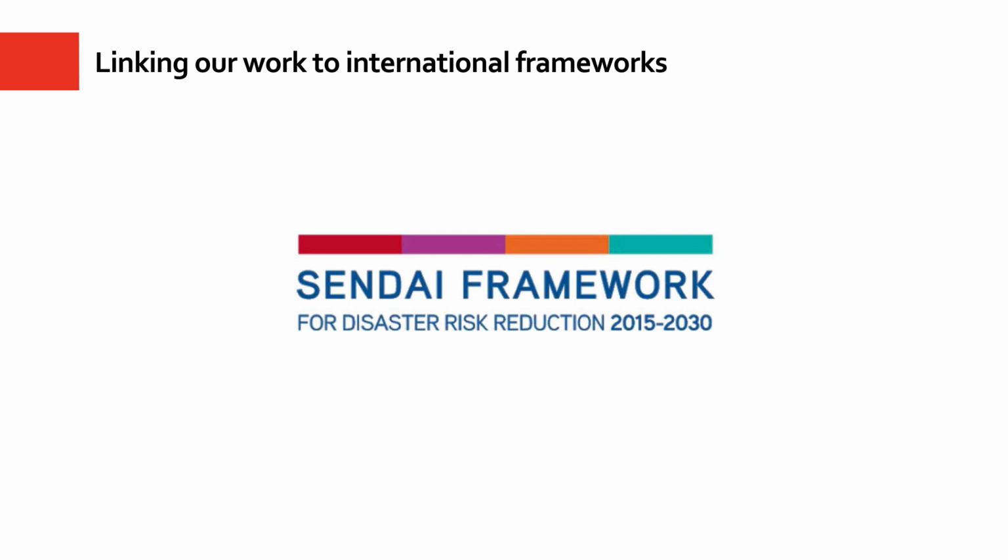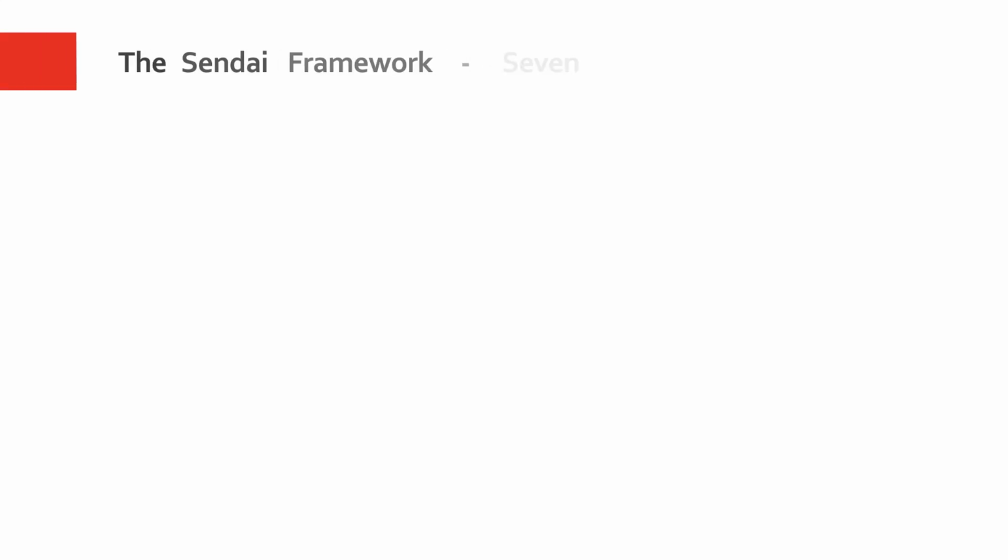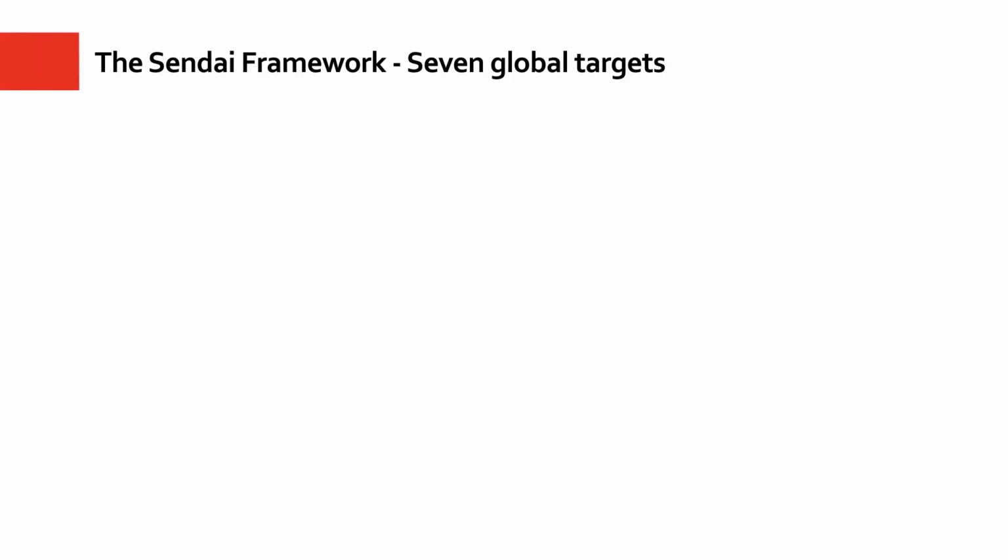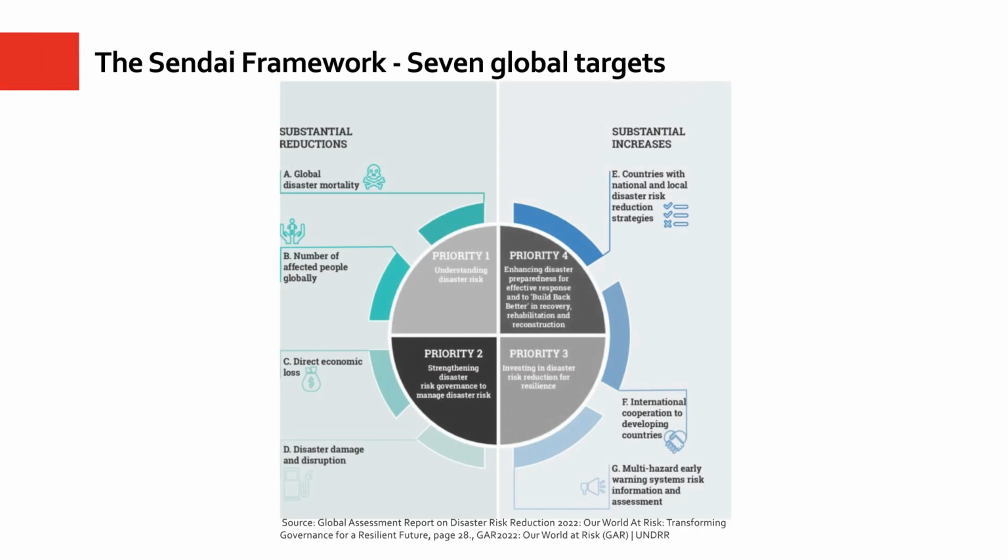The Sendai Framework for Disaster Risk Reduction was adopted in March 2015 at the third UN World Conference on Disaster Risk Reduction in Sendai, Japan. The framework is a call to action to make the world a safer place. It has 4 priorities, which can also help us to frame the work we do on risk reduction.